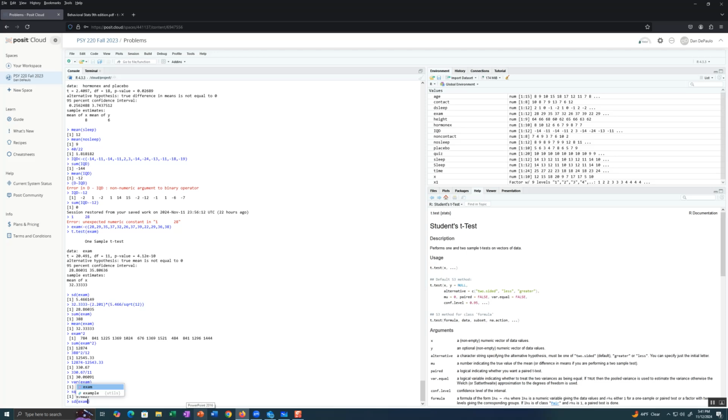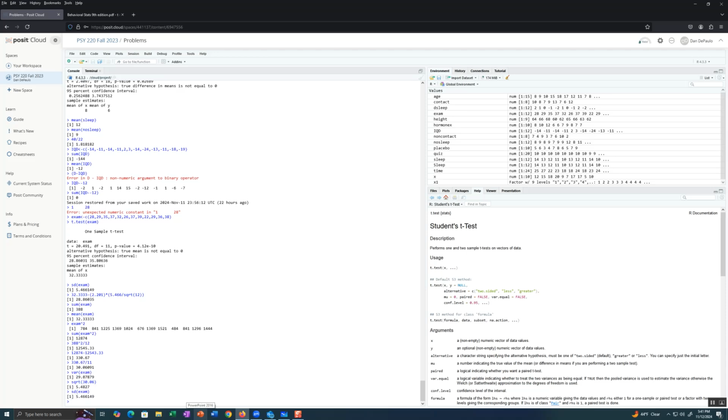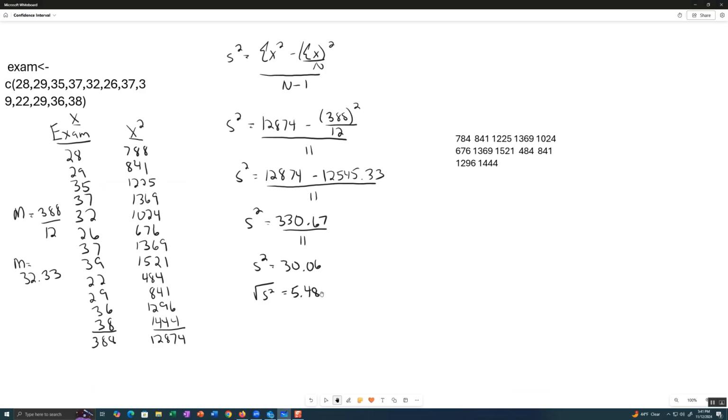Let's see. Yeah, so we're off by less than 2/100ths of a point due to rounding error, which happens. There's going to be rounding error. 5.47, I should say, is the rounded value, not 5.48. So let's go back to 5.47. There's our rounded answer. That's S, right? So the square root of S squared is S.